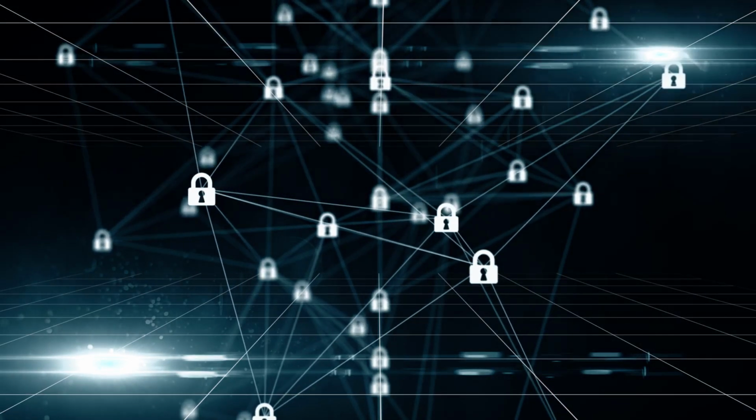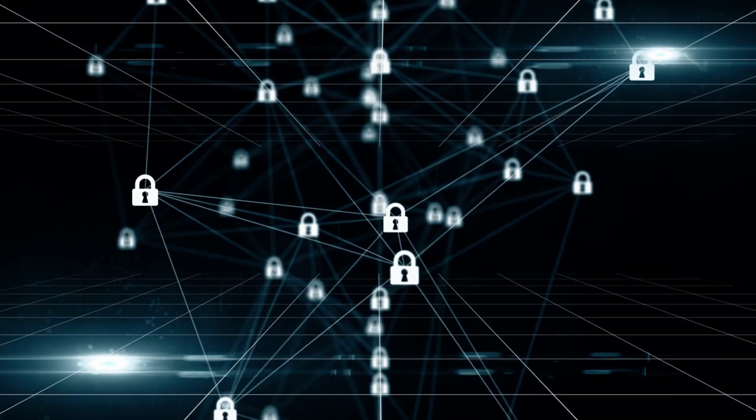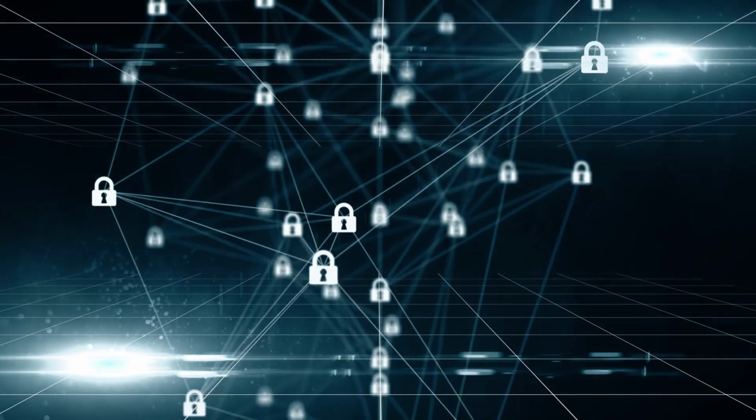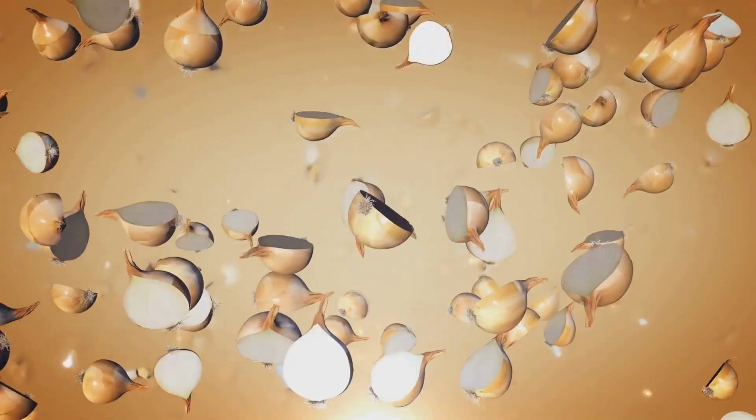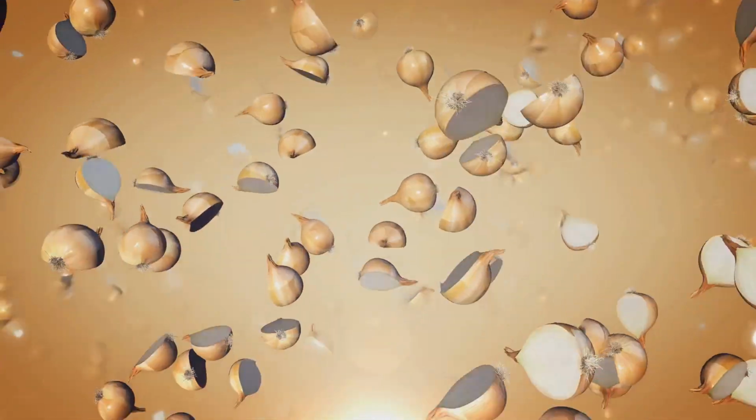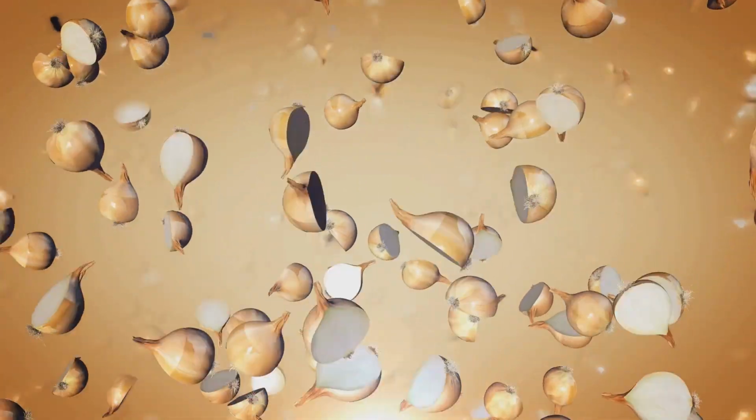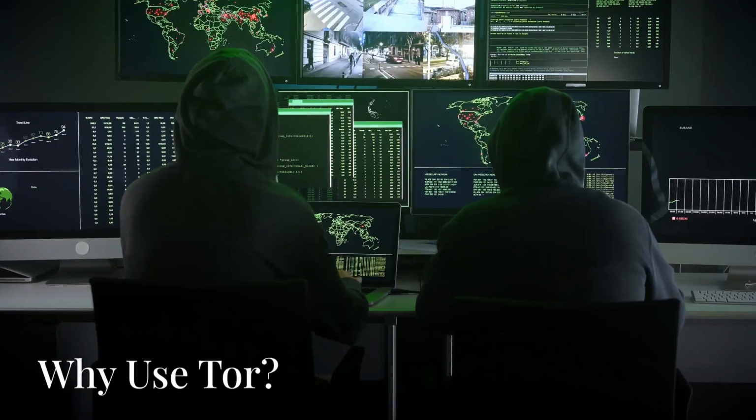This layered process, encrypting data at every step and routing it randomly, creates an ultra-secure, anonymous network. The term onion routing comes from this method, where each layer of encryption is peeled away at different stages, much like an onion.